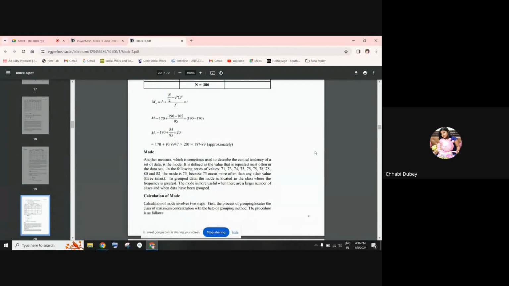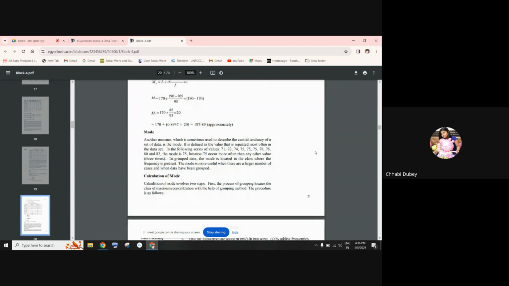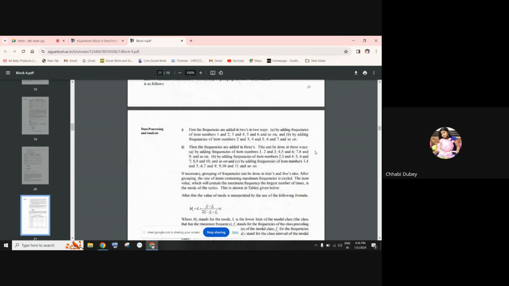Okay, and mode is located in the class where the frequency is the greatest. So where you will find the frequency the greatest, that is the class in which the mode will be present. And the mode is more useful where there are large number of cases and when data have been grouped. So whenever you have a large number of cases and where the data have been grouped, in these two situations, mode is the most widely used average. Now, this mode can be easily calculated through this manner.